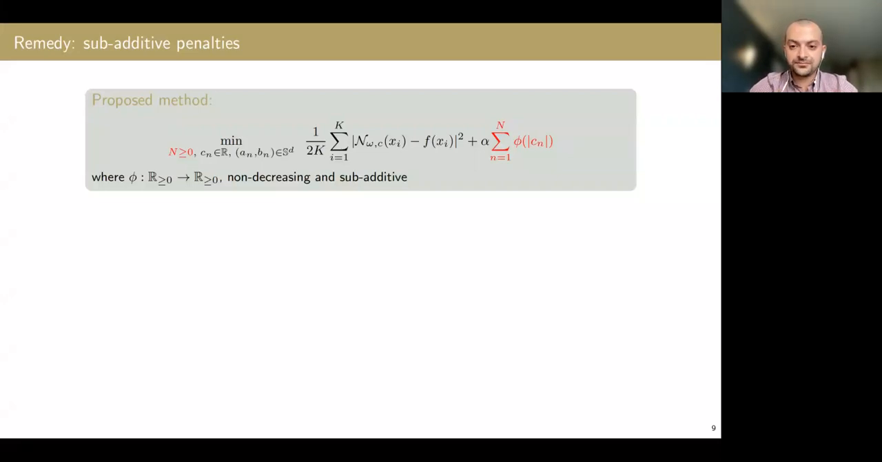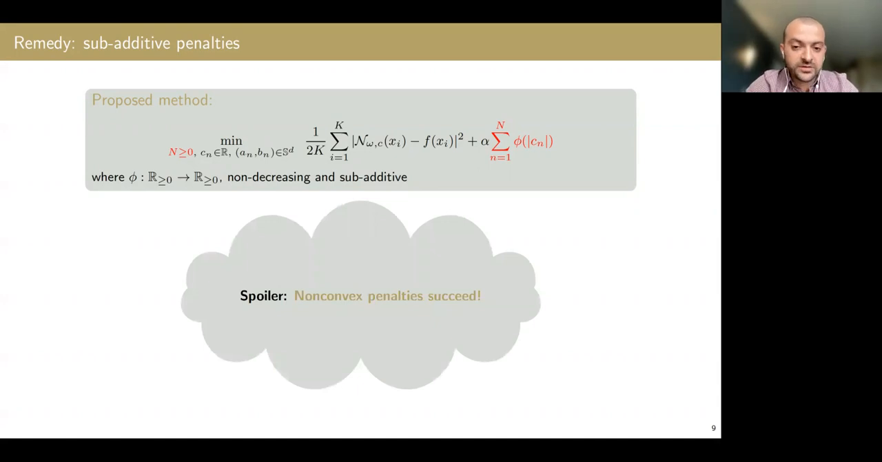Okay, so this is our proposal. Of course, we're going to put some other extra conditions on the phi, but this is the general idea. And then the spoiler is that this actually succeeds. So this works. We'll prove some theorems showing that in places where L1 norm fails, this actually works.